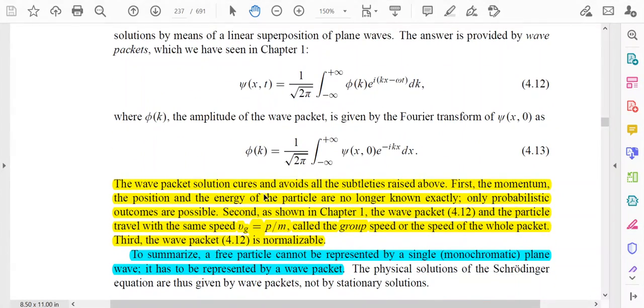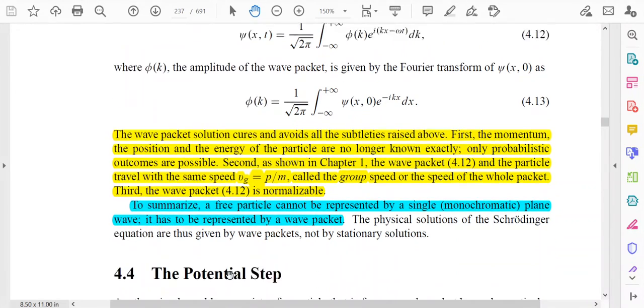The wave packet solution cures and avoids all the subtleties raised above. First, the momentum, the position and the energy of the particle are no longer known exactly. Only probabilistic outcomes are possible. Second, we have already shown that the wave packet and the particle travel with the same speed, Vg equal to p by m, the group velocity of the whole packet. And third, the wave packet is normalizable. So we can summarize that a free particle cannot be represented by a single plane wave. It must be represented by a wave packet.